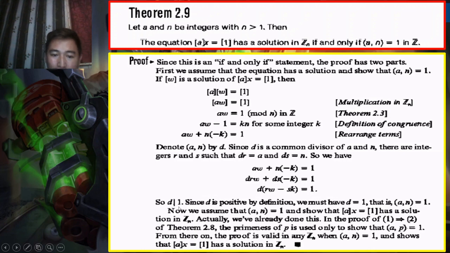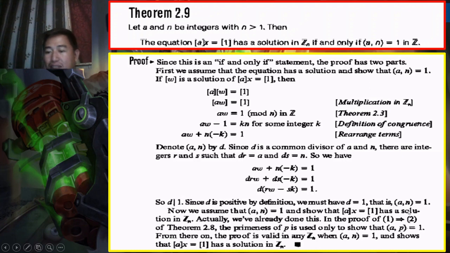Since d is positive by definition, being a GCD, and d divides 1, we must have d equal to 1. Indeed, 1 is the only positive number that divides 1.